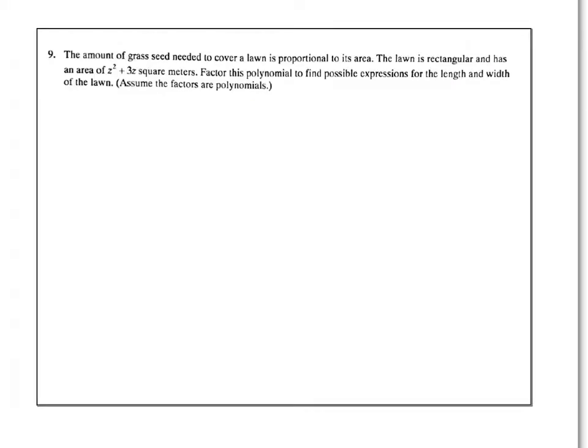For number 9, it's talking about a lawn that's being covered, which deals with its area, and it's rectangular, which means the length and width will be different. It has an area of z squared plus 3z. And it says to factor it to find possible expressions for the length and width.